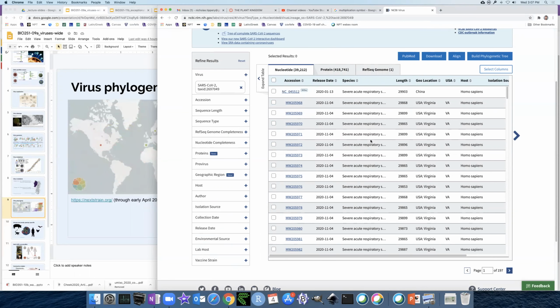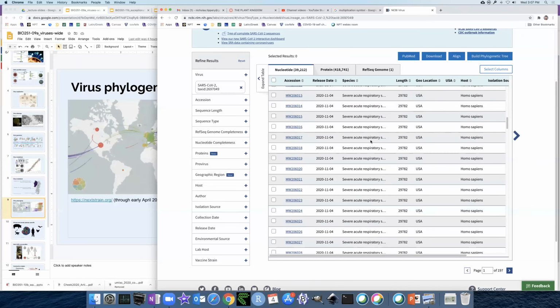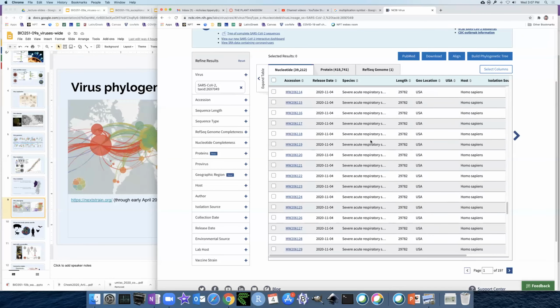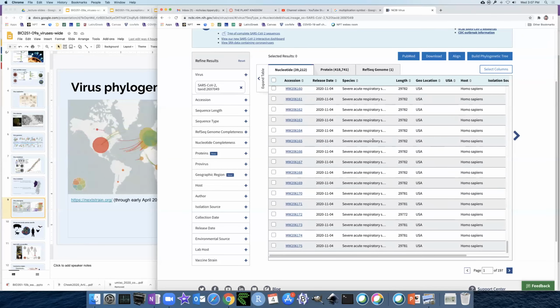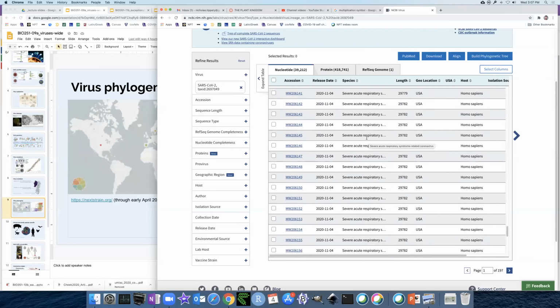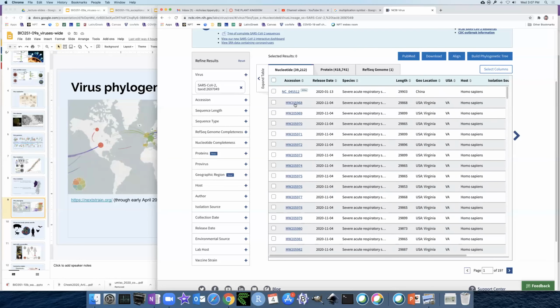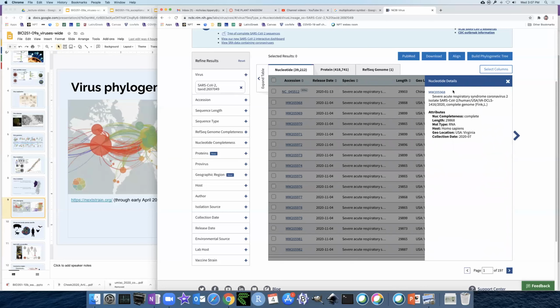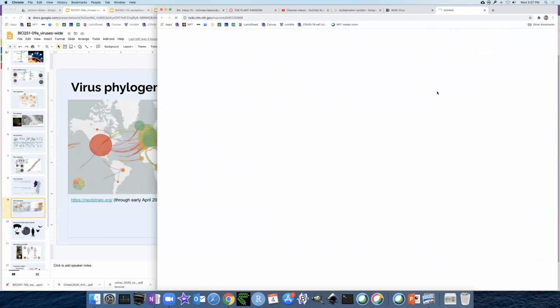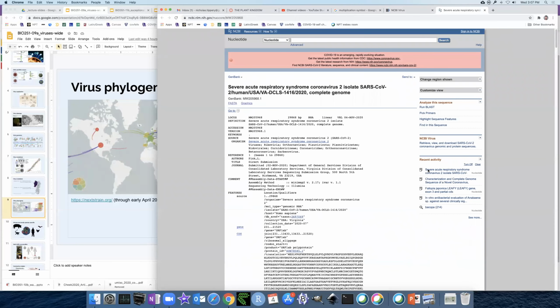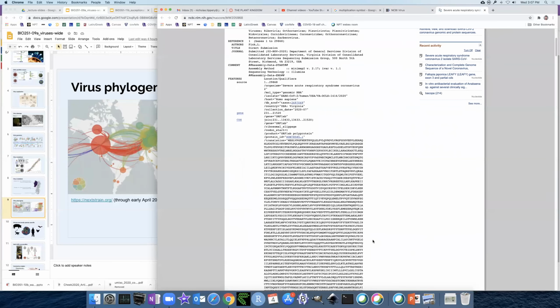There's a new block of sequences from the United States, Virginia. Just kind of blows you away. Look at all the different sequences. Lots of research going on here. Okay, so this will get us to a record of the nucleotide sequence. And I wanted to highlight that as well.